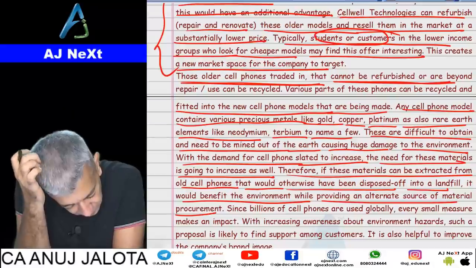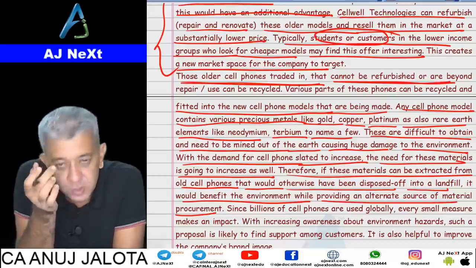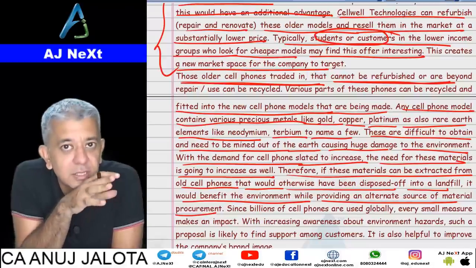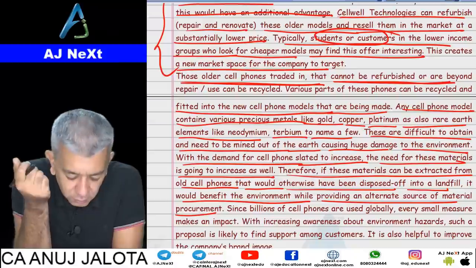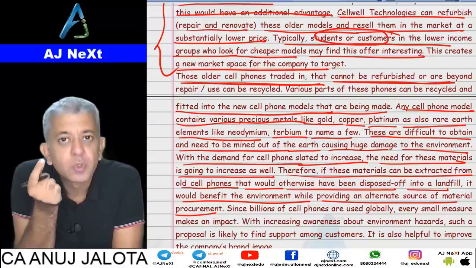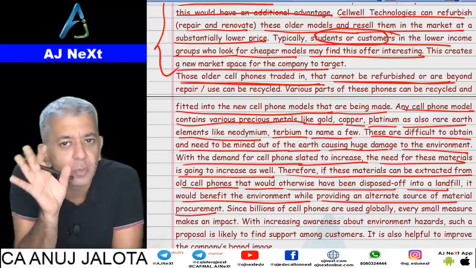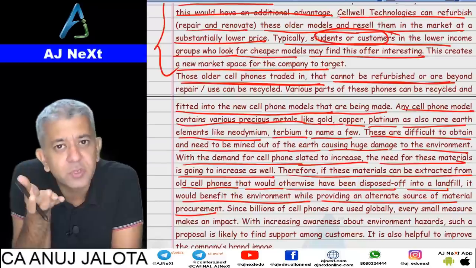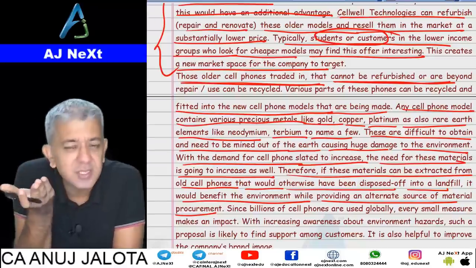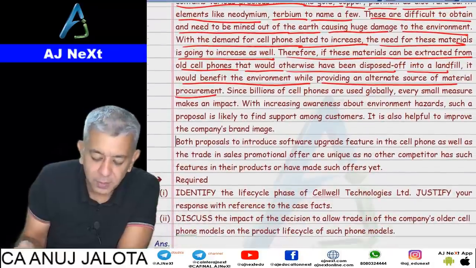Okay. Now that is one thing. The second thing in this particular case is that the phones we cannot refurbish, those phones we will recycle, and from them we will start removing the precious materials. So therefore this will provide an alternate source of material because these materials are very rare. Company has to do mining to get these particular materials.